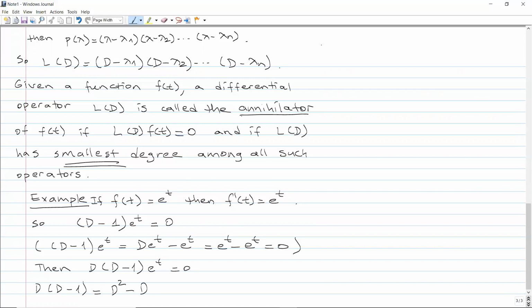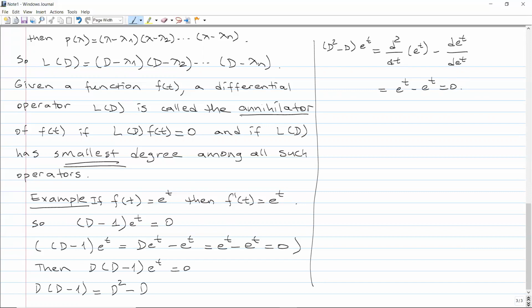So (D squared minus D) of e to the t means the second derivative of e to the t minus the first derivative. But that's just, again, e to the t minus e to the t, which is 0. So once you obtain an operator which annihilates a function, you can multiply it with any other operator. It will still annihilate the function. Because you can think of the multiplication as applying D minus 1 first, and then applying D. But once you apply D minus 1, you get 0. So the derivative of 0 is again 0. You can think of the multiplication as composition.